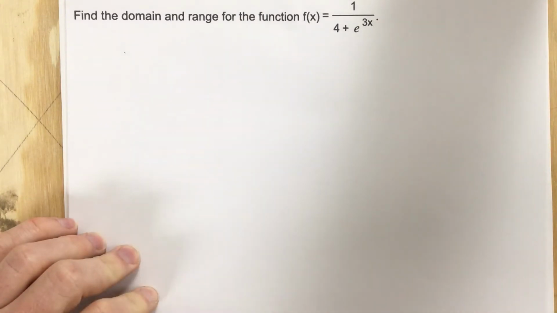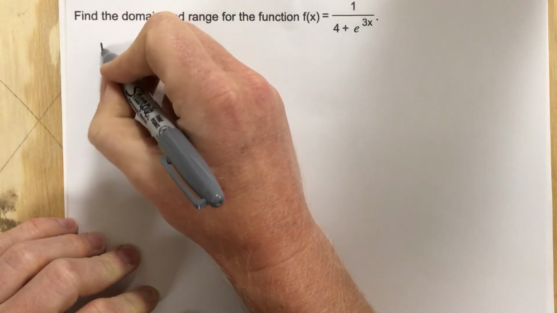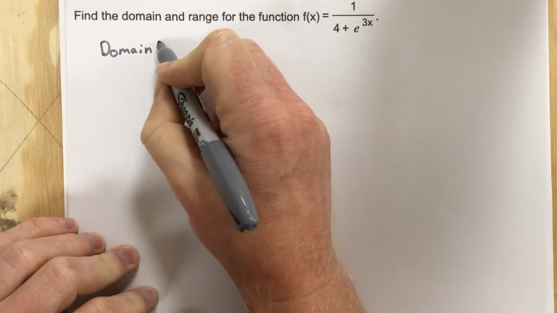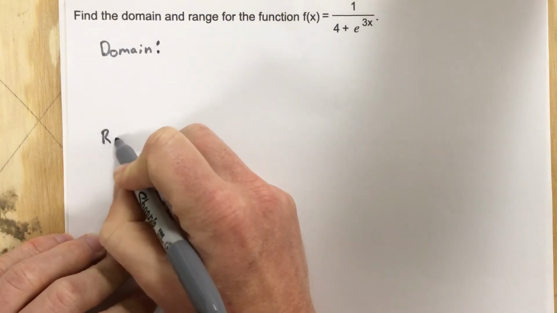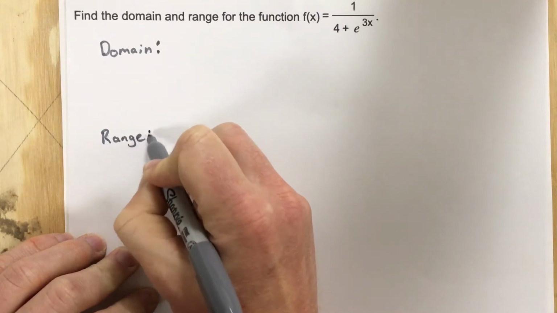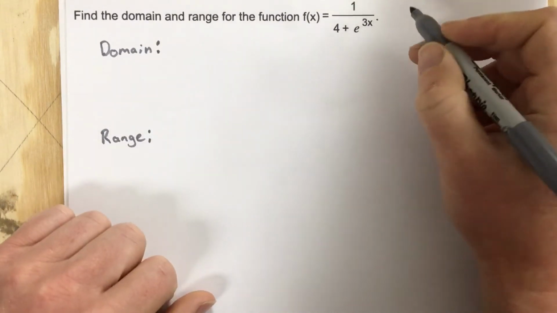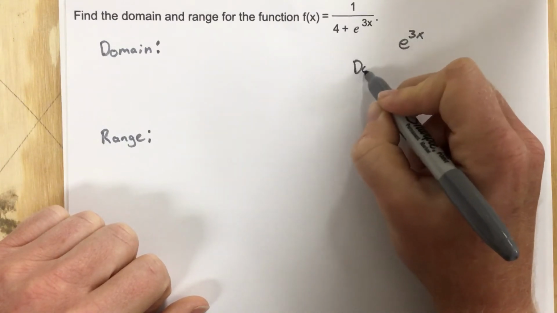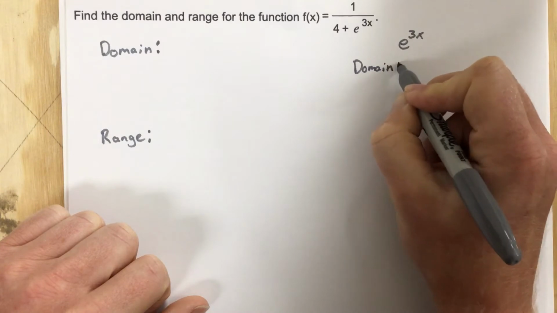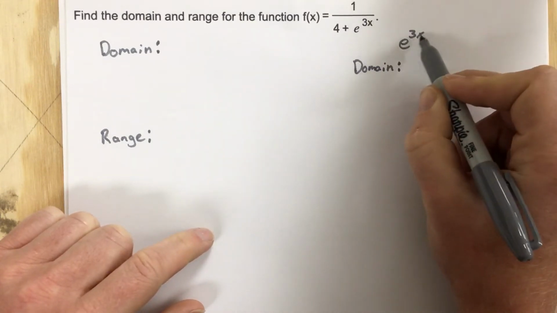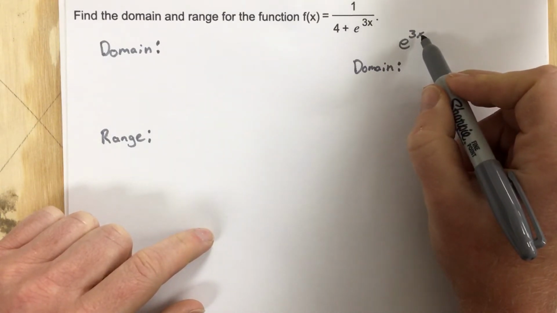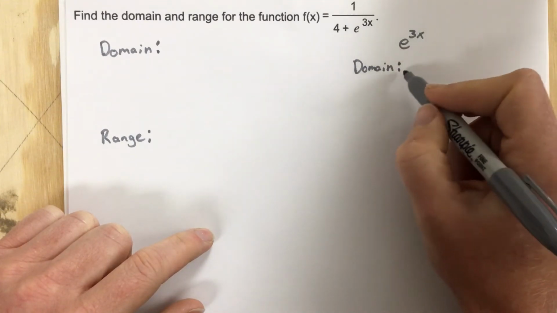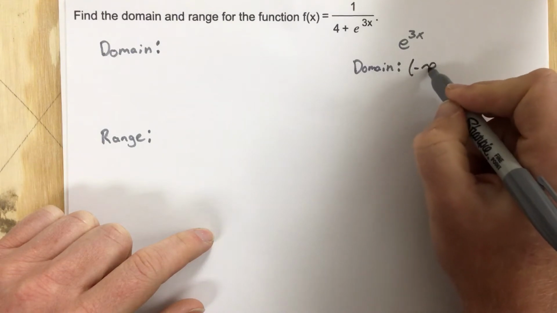exponential. Well, let's first of all look at the exponential. So I'm going to say we're finding domain here, then we'll find range here. Let's start by looking at what is the domain and range of just e to the 3x. So e to the 3x, what is its domain? Well, because it's an exponential, I can plug in any positive or negative number I want for x. Right? Because I can have negative exponents, I can have positive exponents. So this is going to be negative infinity to infinity.